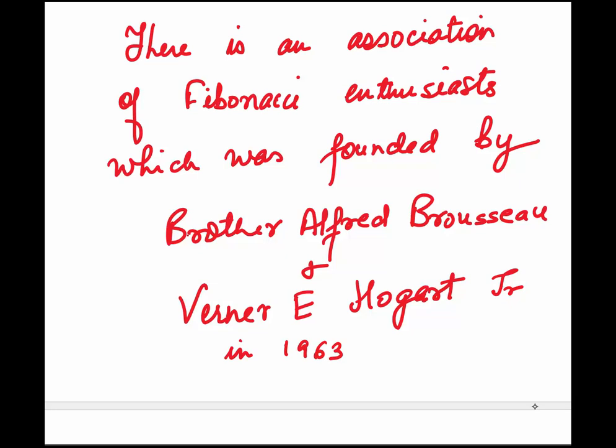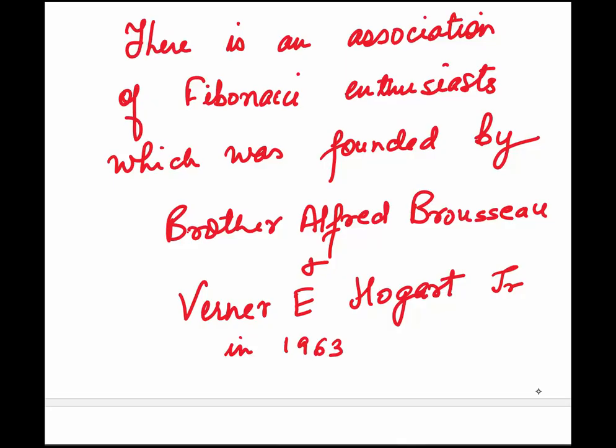So these were some of the identities. As I said in the beginning, people have always been fascinated by these numbers because they are so unique. And this is evident by so many results and identities which they have proved. So much so that there is an association of Fibonacci enthusiasts which was founded by Brother Alfred Bruce and Werner E. Hogarth Jr. in 1963. Those who are interested can check the website. You will get plenty of material to read.